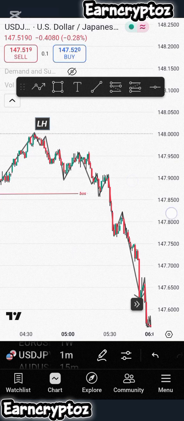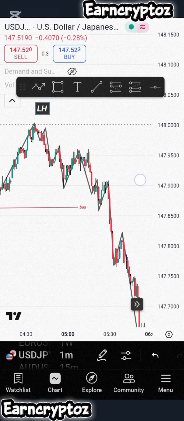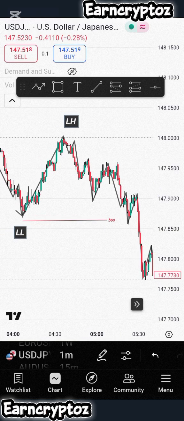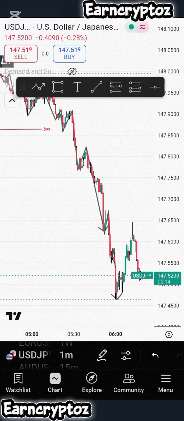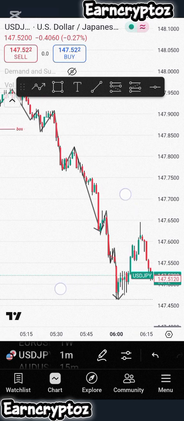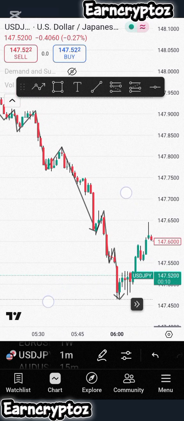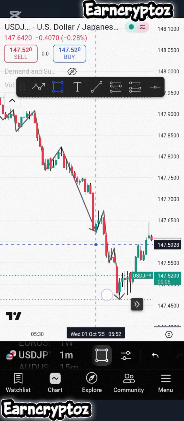So that's the first condition, a valid break of structure, because price has closed below the previous lower low. The second condition is to see if we have a fair value gap. As you can see, we have so many fair value gaps. I'm just going to show you some of them.